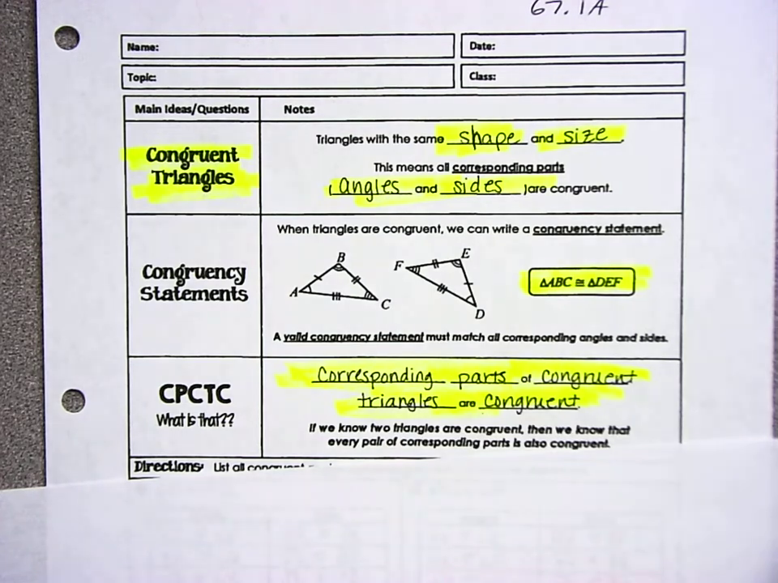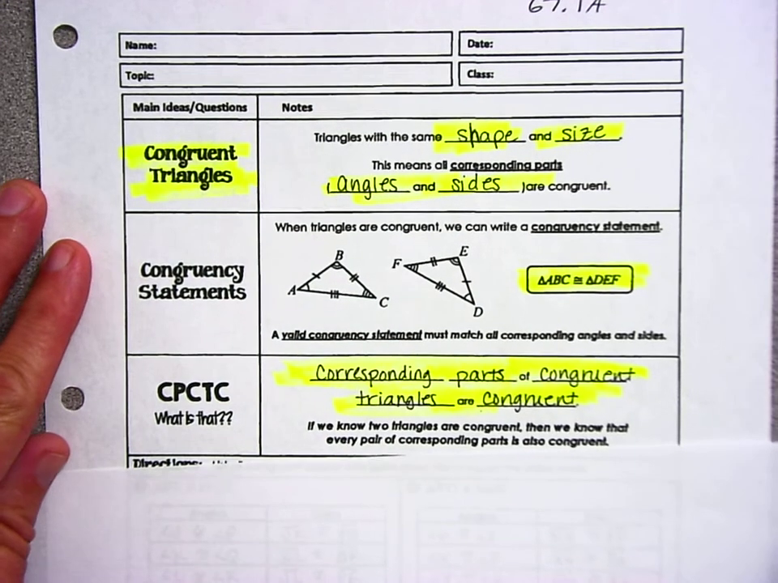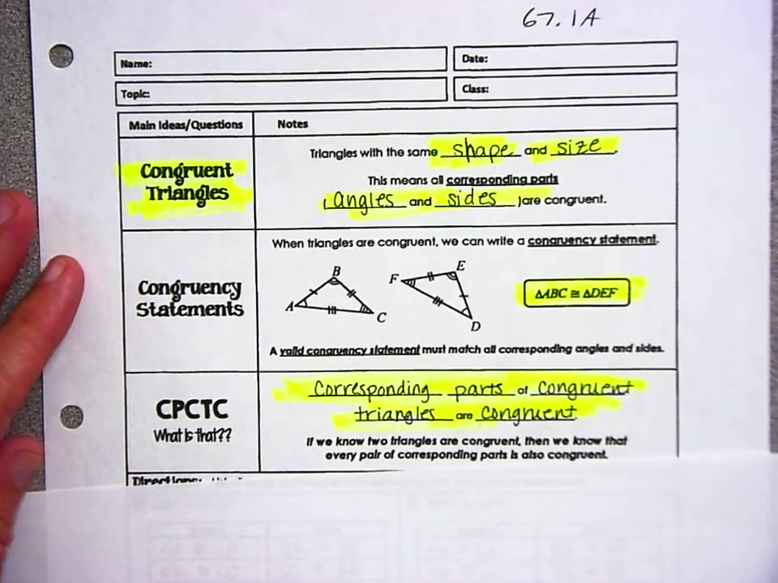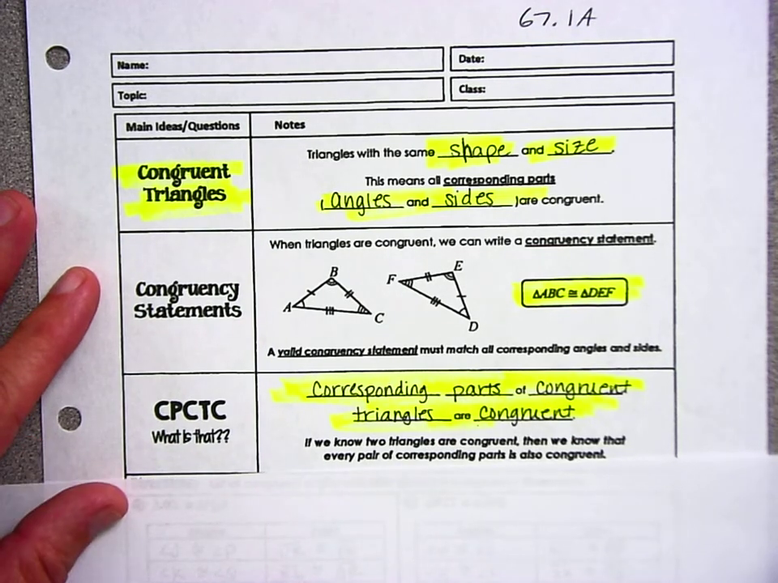All right, so if you can, print page 67.1. If not, take a picture of it or just write it on notebook paper. Honestly, the more you write in math, the better you're going to do.